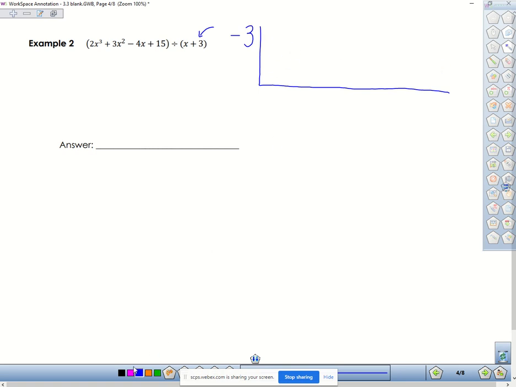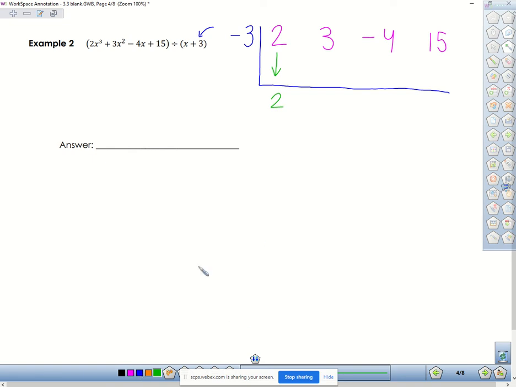So it's going to be 2. What's the next one? 3, negative 4, and 15. Very good. So now we're going to go ahead and do our synthetic division. So for the first one, you always just bring it down. You don't have to do anything with it.